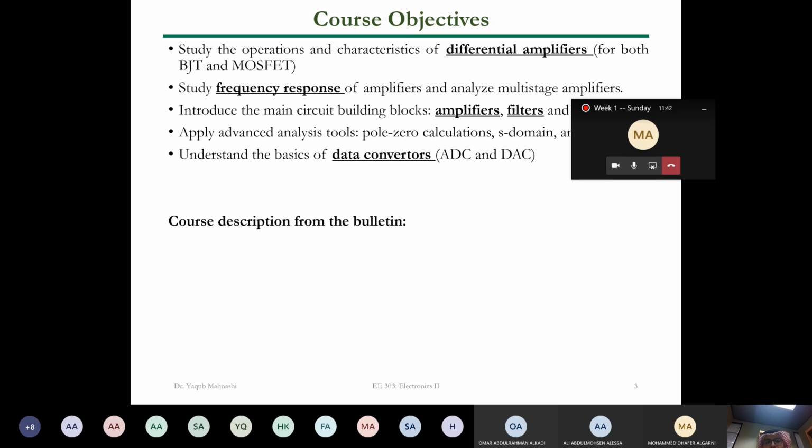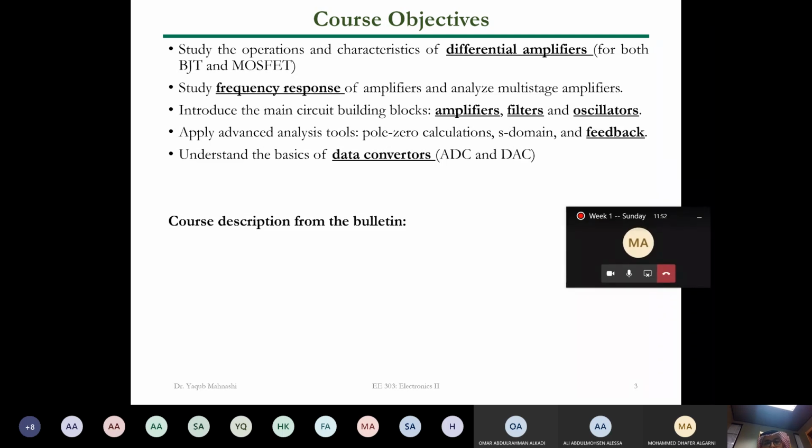Then we have some building blocks. We'll go over them, and also we'll study them in detail. These are the amplifiers, filters, and oscillators. Okay, and these are very important. I will show you in a minute a real application where we can use these blocks.